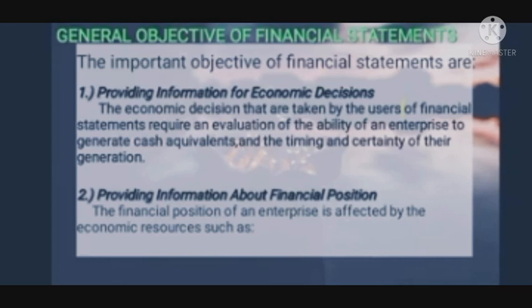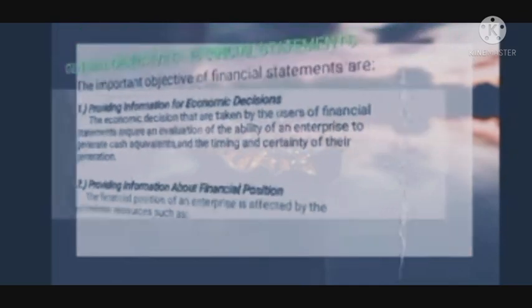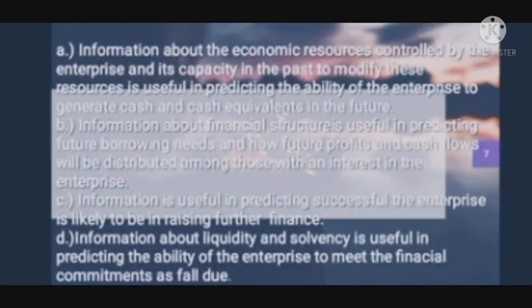Second, information about financial position. The financial position of an enterprise is affected by the economic resources. First, information about the economic resources controlled by the enterprise and its capacity in the past to modify these resources is useful in predicting the ability of the enterprise to generate cash and cash equivalent in the future. Second, information about financial structure is useful in predicting future borrowing needs and how future profits and cash flows will be distributed among those with an interest in the enterprise.